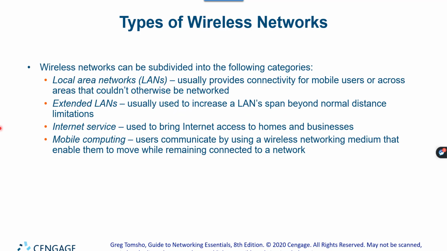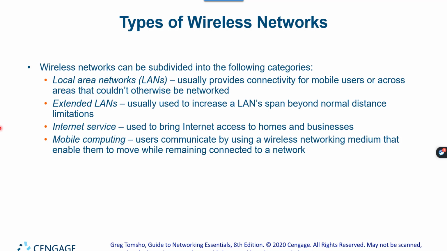Some types of wireless networks we can have: a LAN. That would be like the wireless network inside of your house. We have extended LANs, used to increase the LAN span beyond normal distance limitations. So we might use it to have a network between buildings. Maybe I have a river running between the buildings I want to connect. What I can do is set up a wireless network that goes over a microwave link from building to building.